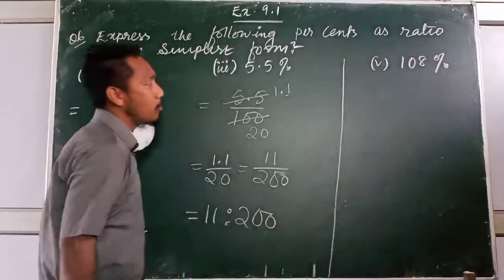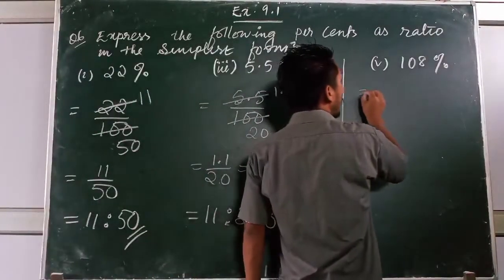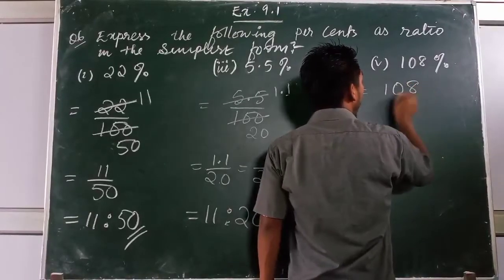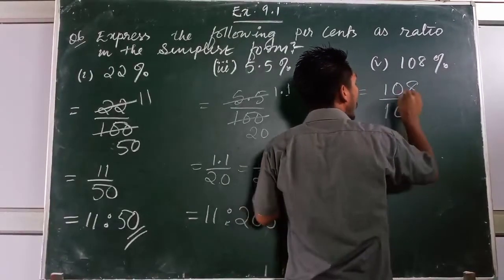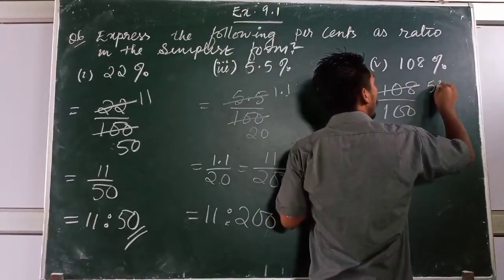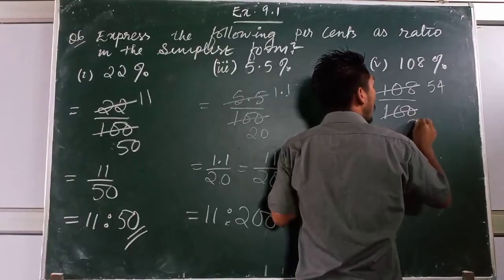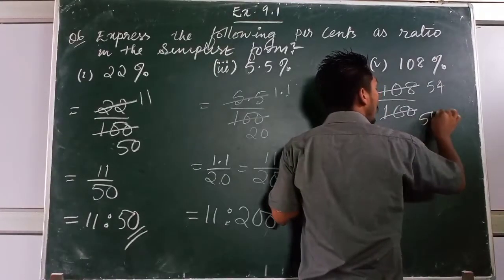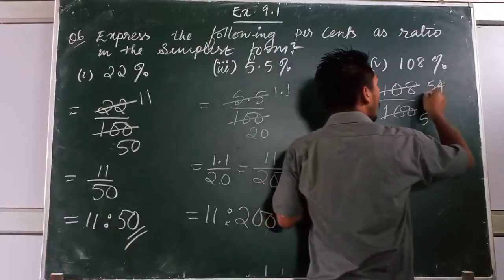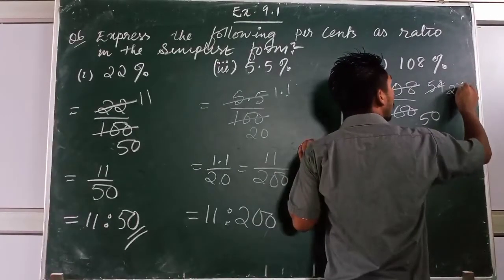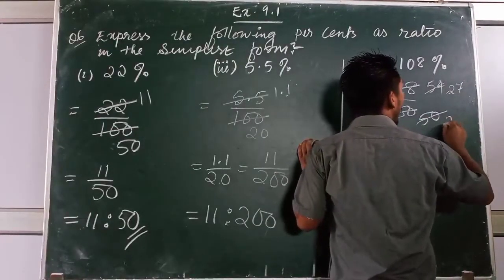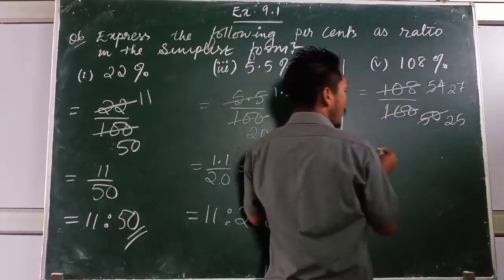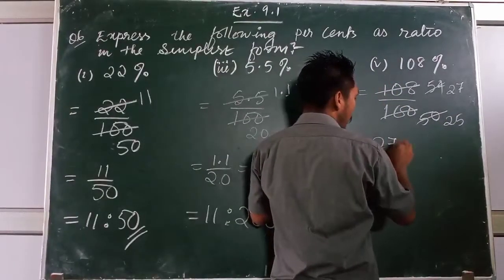11 is to 200. Next we have 108 by 100. Again I am writing by 100. 2 5s are 10, 2 4s are 8. 2 5s are 10, 0. So again, 2 2s are 4, 2 7s are 14, 2 2s are 4, 2 5s are 10. So your answer is 27 by 25.